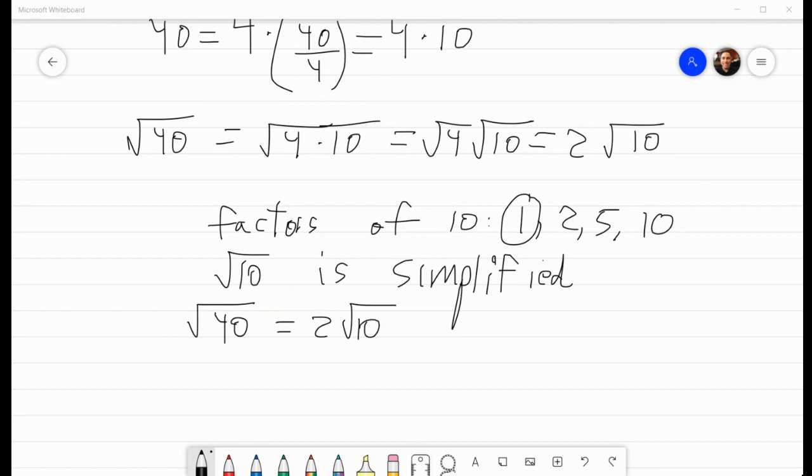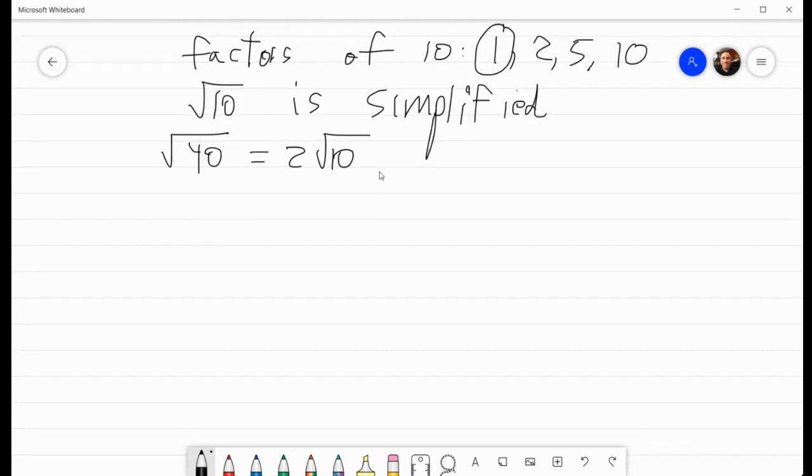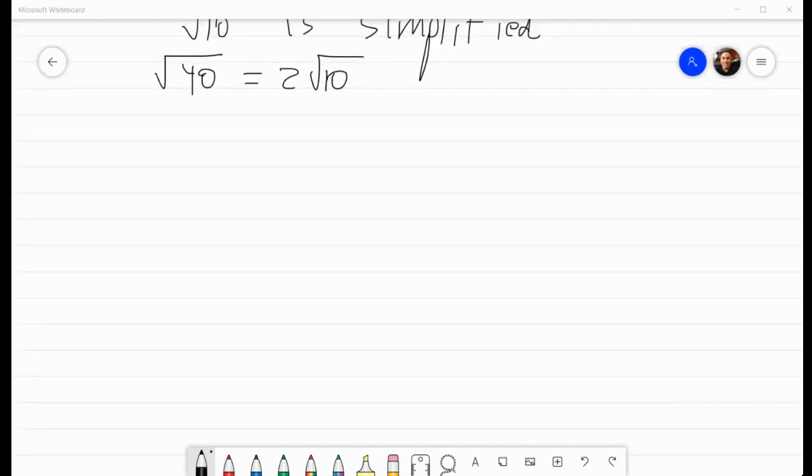There's another one I want to do. Let's see, what is that? The square root of 45. Okay, so let's do that one. So now we have our next one, which is the square root of 45. Now, so again, we want to know, is this simplified? Well, we need the factors of it. 45, right? Wait, let me just write it out.